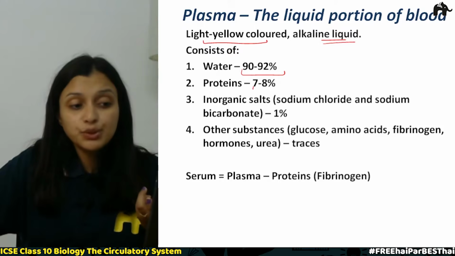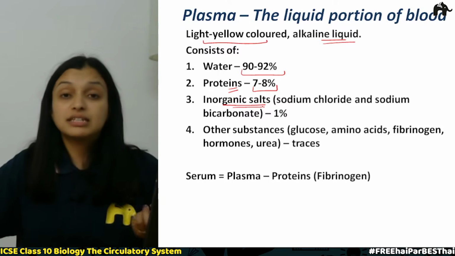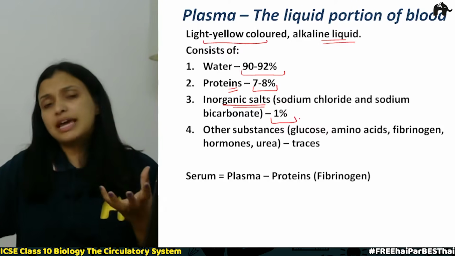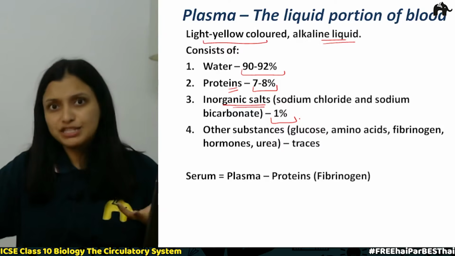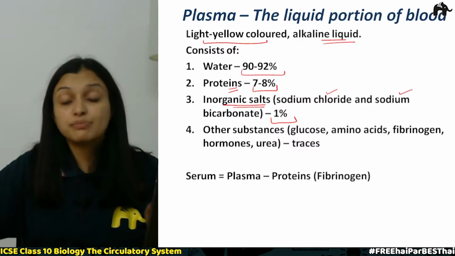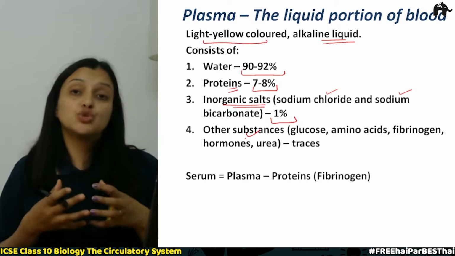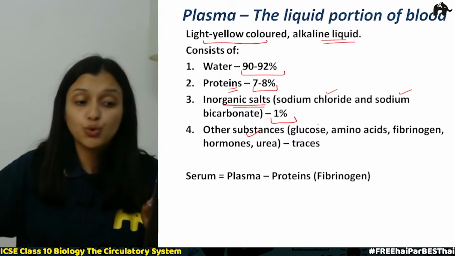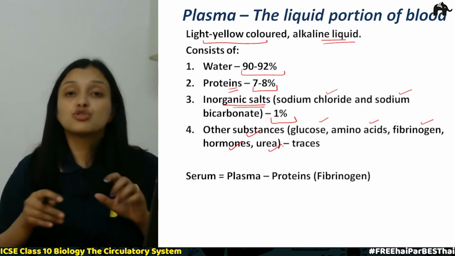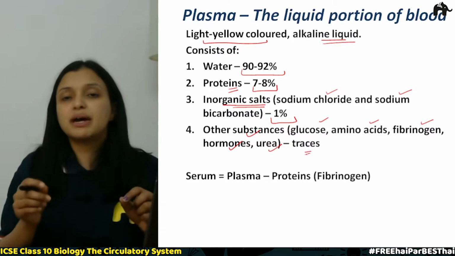The rest, 7 to 8%, are the proteins. Then there are certain inorganic salts, which is like 1% of the plasma, for example sodium chloride and sodium bicarbonate. Then there are some other substances which you will see in blood: glucose, amino acids, fibrinogen, hormones, urea. All of them are in trace amounts, like very, very minute quantity.